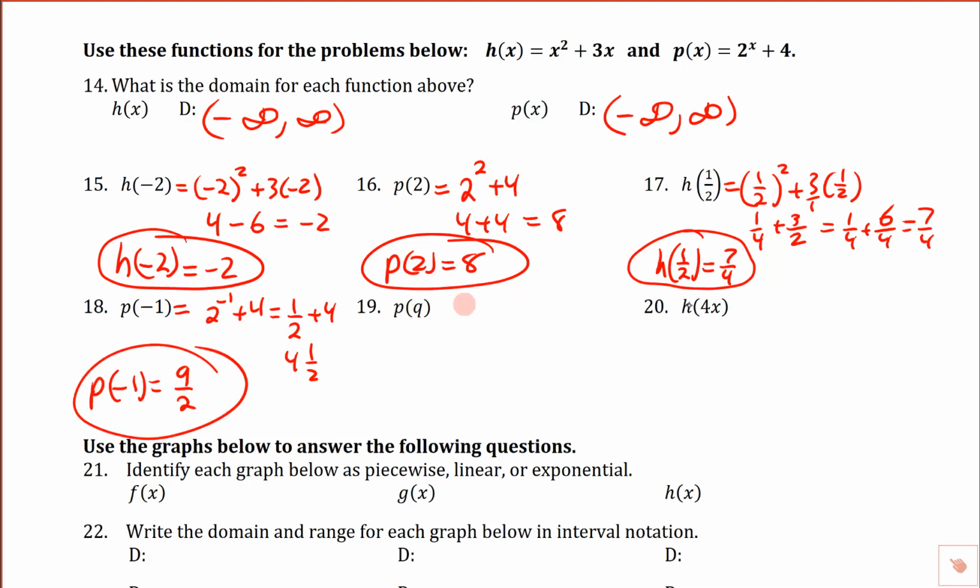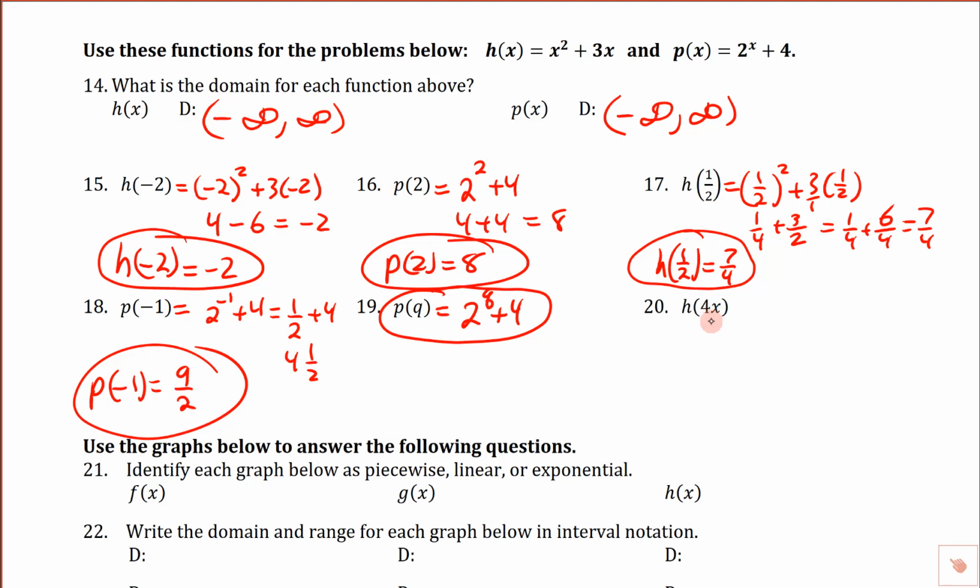And then we get a couple of interesting things going here. This one asks us to find p of q. So what we're going to do is wherever there used to be an x, we're going to replace it with a q. So this is going to be 2 to the q plus 4. Now the awesome part about this is there's no simplification that we can do here, so we just circle that. We're done right there. That's 2 to the q plus 4.